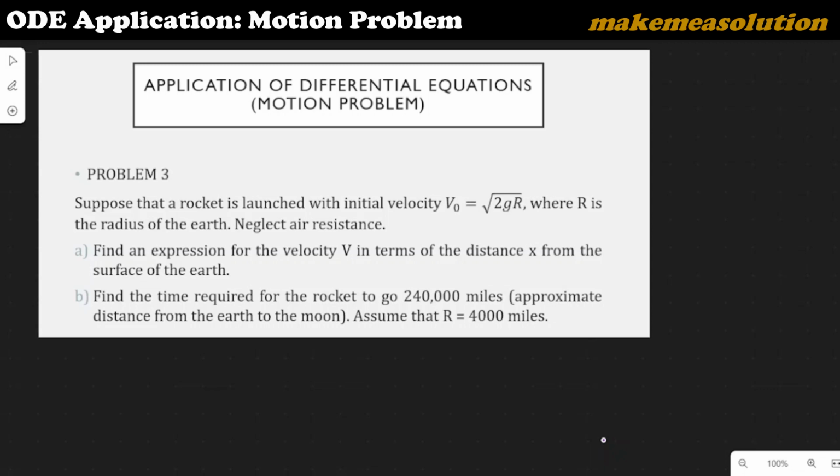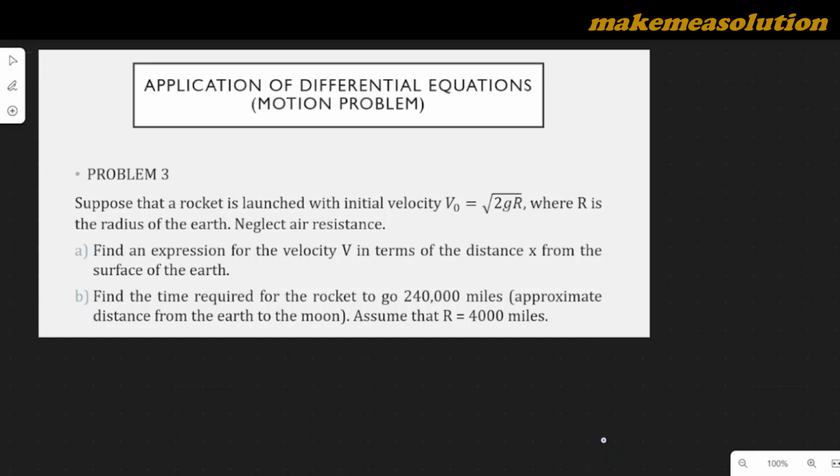Suppose a rocket is launched with an initial velocity v0 equal to root 2gr, where r is the radius of the earth. Neglect resistance and find an expression for the velocity v in terms of the distance x from the surface of the earth. Part b says find the time required for the rocket to go 240,000 miles, the approximate distance from the earth to the moon. Assume that r is 4,000 miles. Let's dive into the solution of these problems.